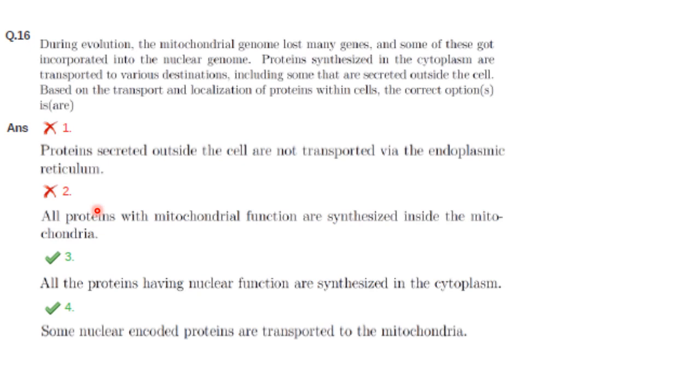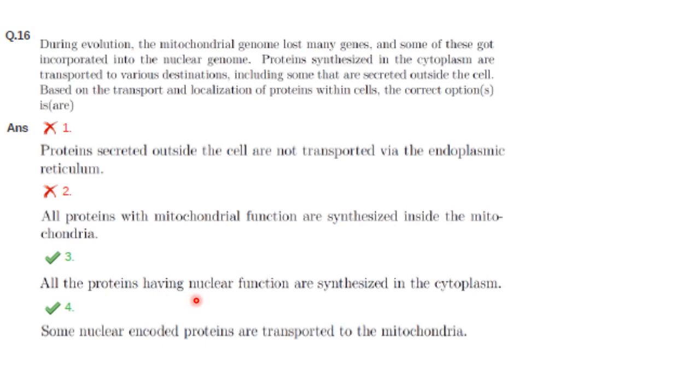All proteins with mitochondrial function are synthesized inside the mitochondria. It's already given that during evolution, the mitochondrial genome lost many genes and some got incorporated into the nuclear genome. Or you can say that mitochondrial proteins are made in the eukaryotic nucleus outside the mitochondria. So option 2 is also not correct.